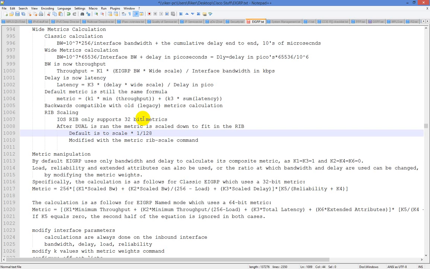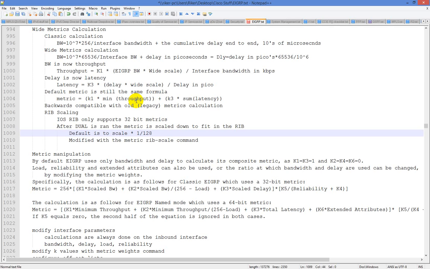I'm not going to run through the actual calculation because this isn't a CCIE prep course, but just be familiar with how the metrics break down. In the next video, we're going to get into how you would go about determining what's going on. We'll break it down for both classic mode and named mode, and I'll break down exactly how the metrics are figured out and go from there.